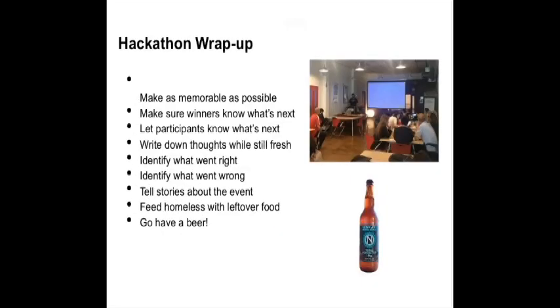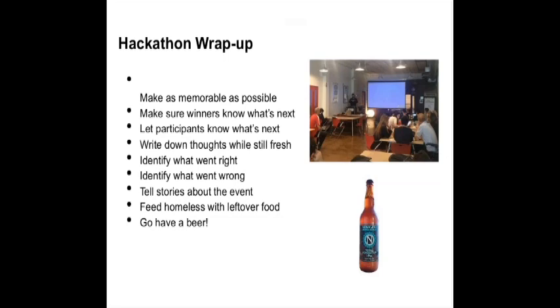And then for wrapping it up, make sure and make it as memorable as possible. Wrap it up in a good way that makes sure the winners feel like winners, and let all the participants know what's next, what comes after this. If you're doing future events, if there's anything else they can get involved in.